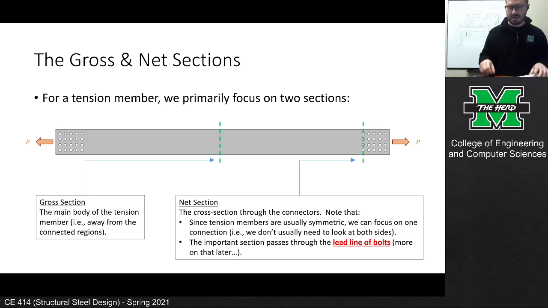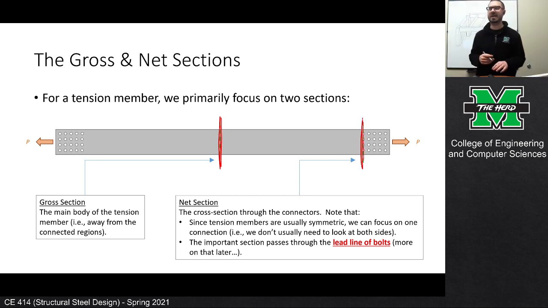If I'm yanking on this, it's gonna fail really in one of two locations. It's gonna fail right here in the main body of the member, or it's gonna fail right here along this edge of the connection. And so those two different sections are gonna have two different areas, and those two different areas are going to be subjected to two different limiting stresses. So we're going to have two different limit states that we're going to have to assess.